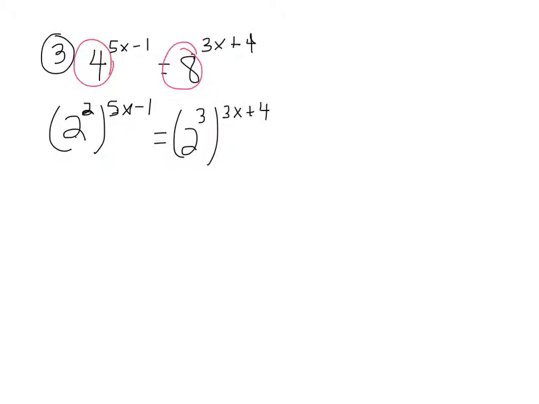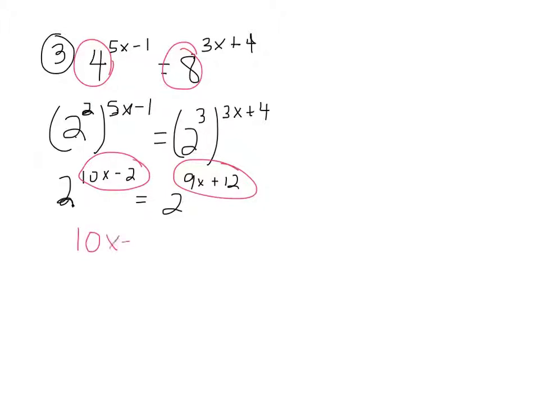Okay, so this is going to be 2 to the 10x minus 2 is equal to 2 to the 9x plus 12. What you have here is 2 to one power is equal to 2 to another power. So if I have 2 to some number equals 2 to another number, those numbers have to be the same thing, right? So I'm going to say 10x minus 2 is equal to 9x plus 12.